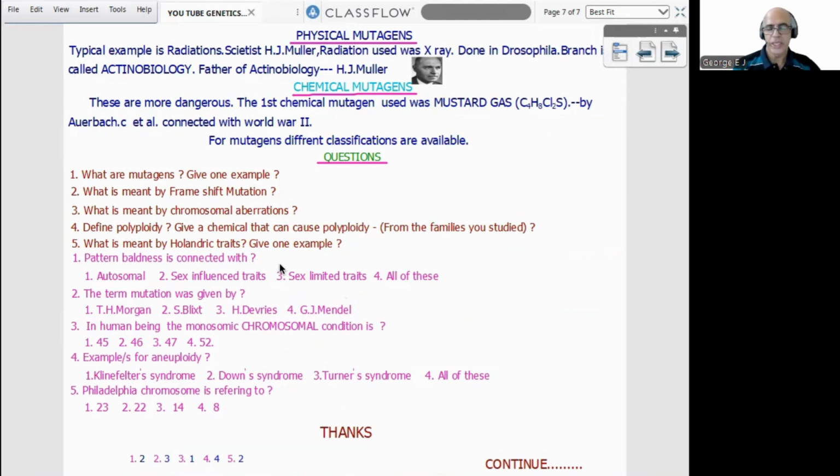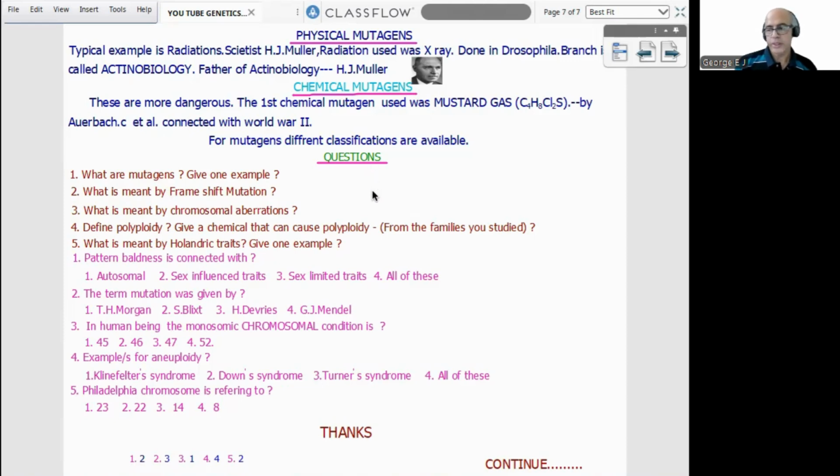The scientist in this area is H.J. Muller, photograph given here. The radiation used was X-rays, and the organism utilized was Drosophila. This branch is called actinobiology, and the father of actinobiology is H.J. Muller. Now, chemical mutagen. These are more dangerous.